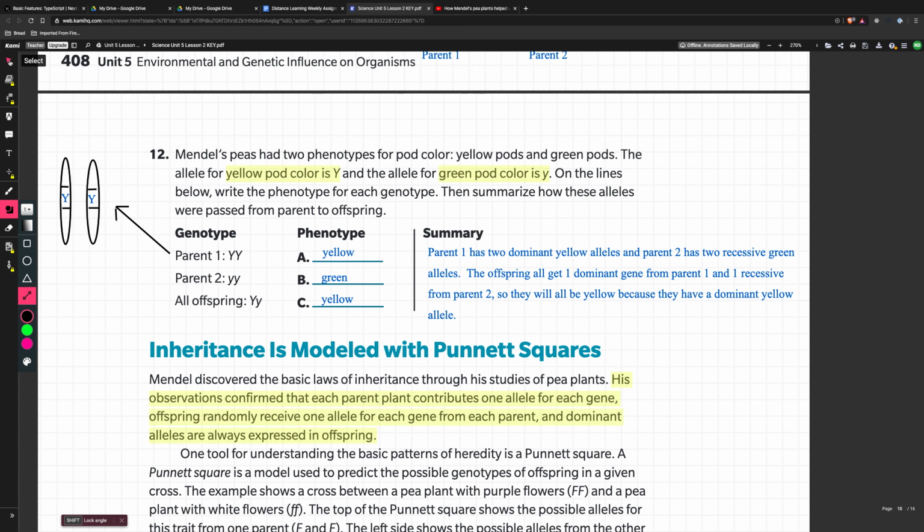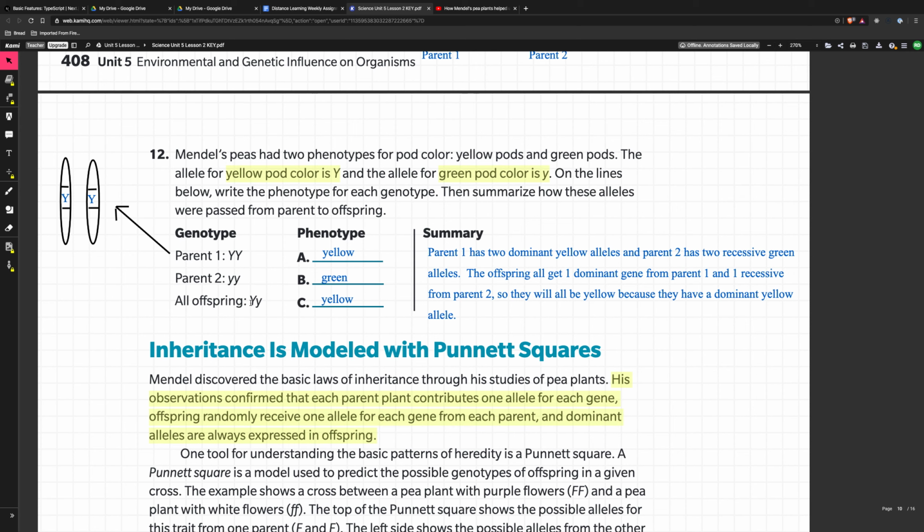Now the next parent, parent 2, would look just like this, but it would have a lowercase y and a lowercase y. So both of its chromosomes have the green allele. So this one would be green. This parent would have green pods, because both of these are for the green color.